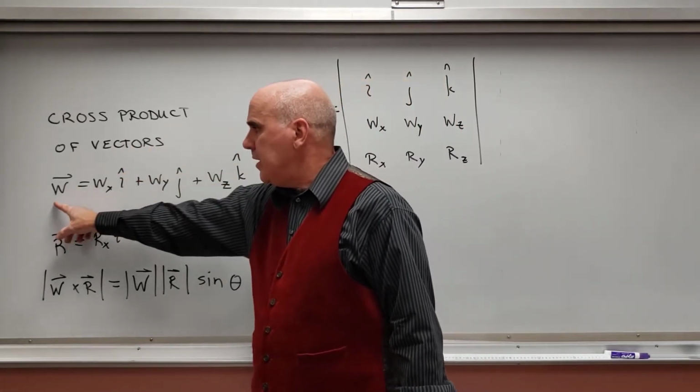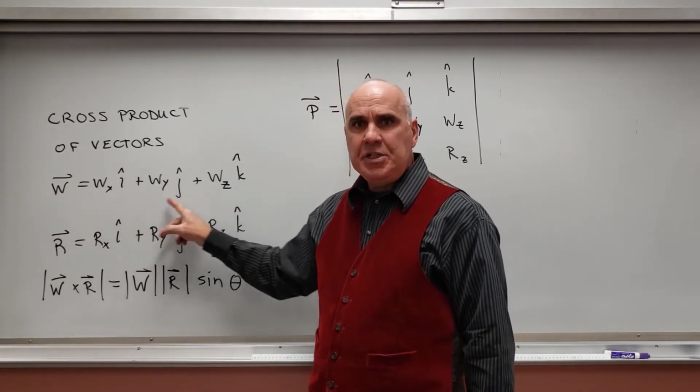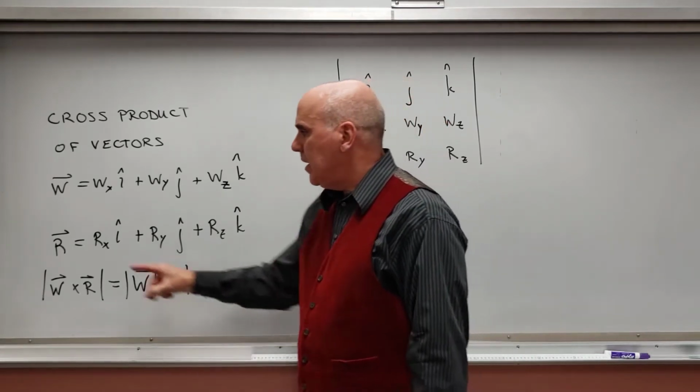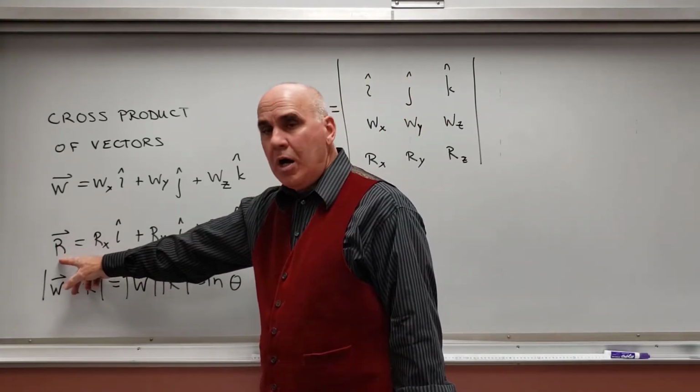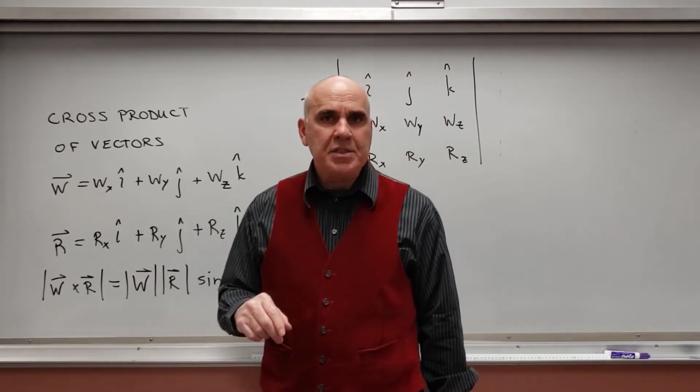So keep in mind, W was one vector, so I give it an X, Y, and a Z component in the I, J, and K direction. Okay, we're going to work strictly with Cartesian format here. The red one, R, has an X, Y, and Z component in I, J, and K directions, okay?